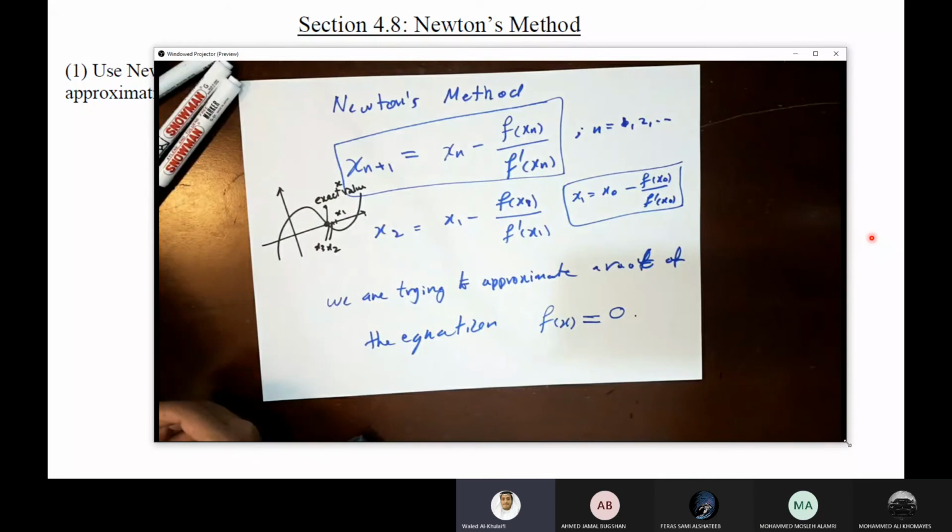So this is a technique, one application of the derivative, and we use it to find or to approximate a root.